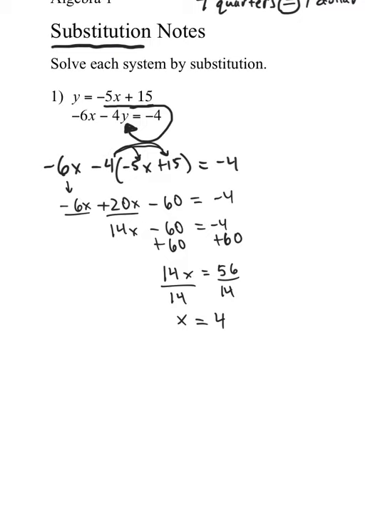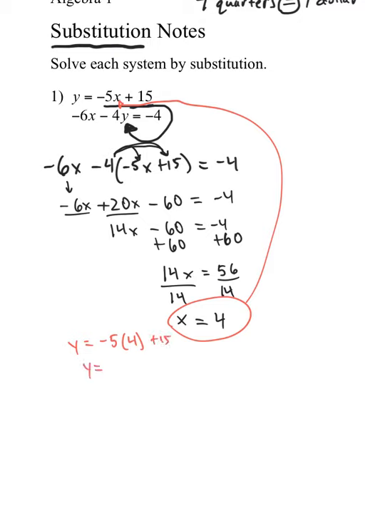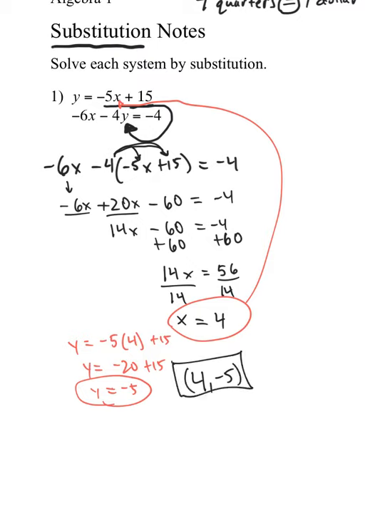From there, guys, we're going to take this x equals 4 and substitute it for x up here, because we're solving a system. We have to have an x and a y. So now we've got y equals negative 5 times 4 plus 15, substituting 4 for x. And we just simplify here. So negative 20 plus 15 is negative 5, y equals negative 5. Our solution to the system, our xy ordered pair, is 4, comma, negative 5.